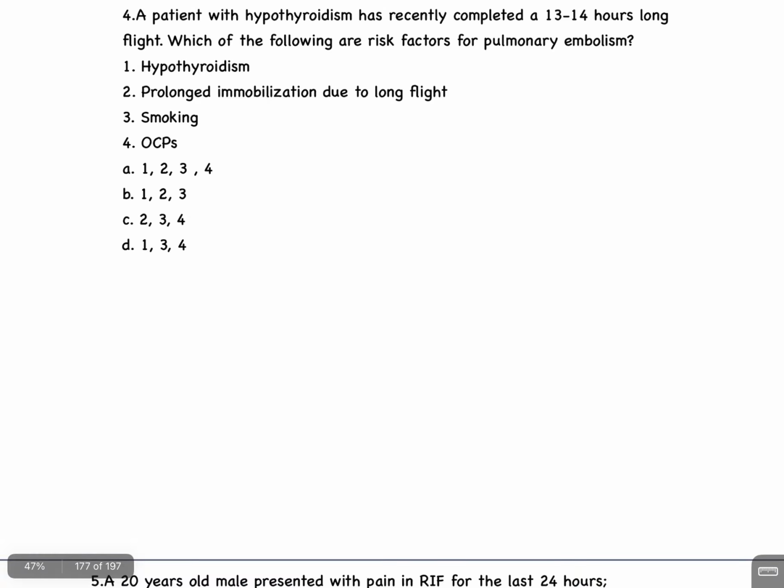Question number 4. A patient with hypothyroidism has recently completed a 13-14 hours long flight. Which of the following are risk factors for pulmonary embolism? Number 1. Hypothyroidism. 2. Prolonged immobilization due to long flight. 3. Smoking. 4. OCP. इसका आंसर है C. 2, 3 and 4 are correct.